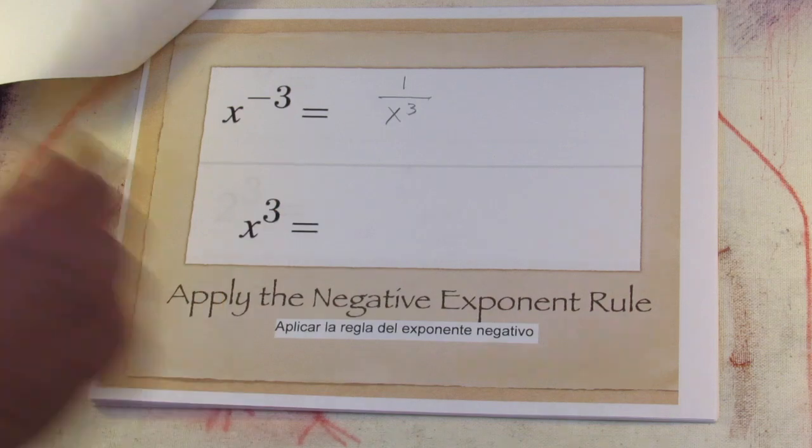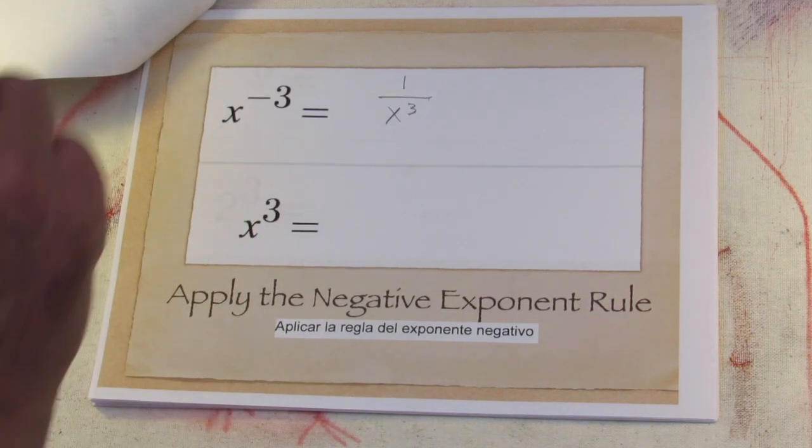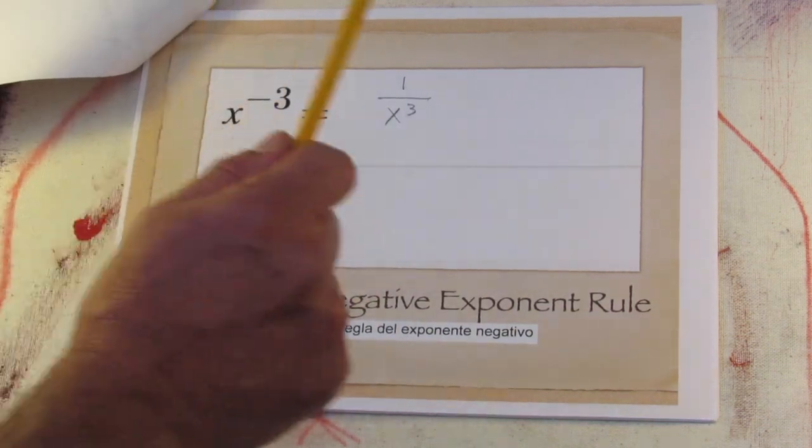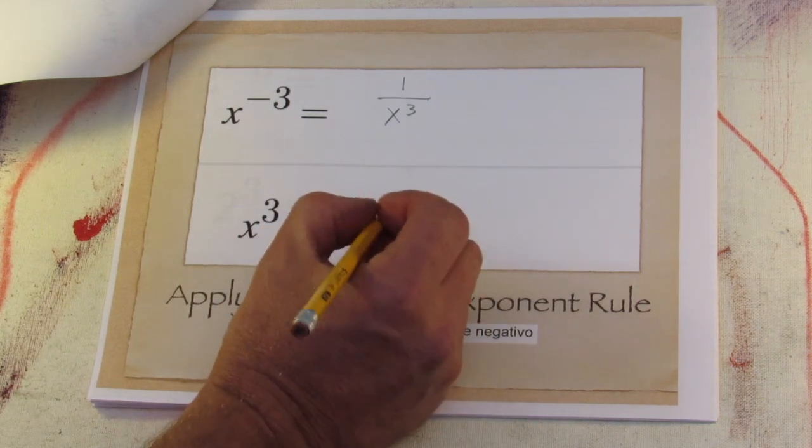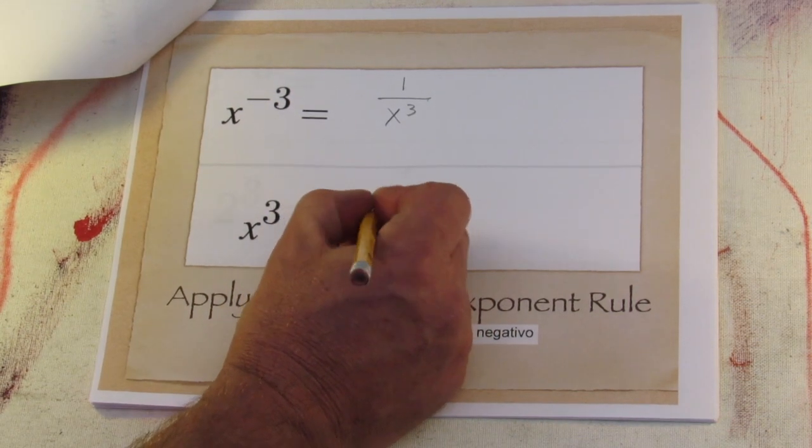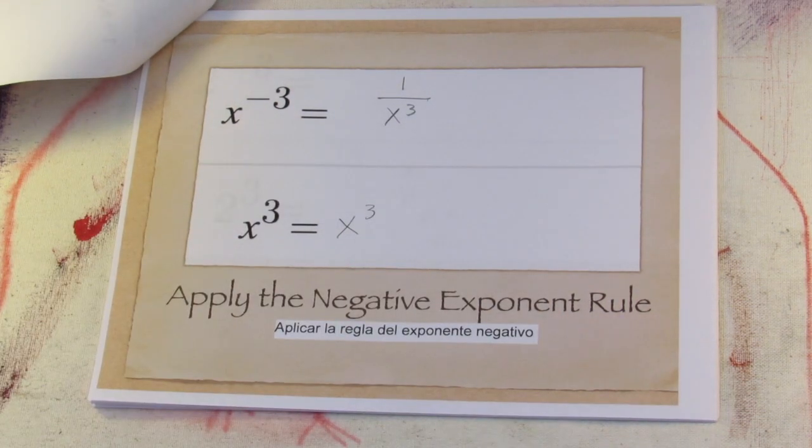That's how it works. This is x to the third power, which makes a number bigger. A negative exponent makes a number smaller, and I'll get into some more examples of how that looks in a second. So this is just x to the third power. That's already simplified.